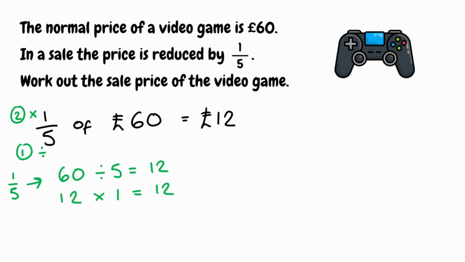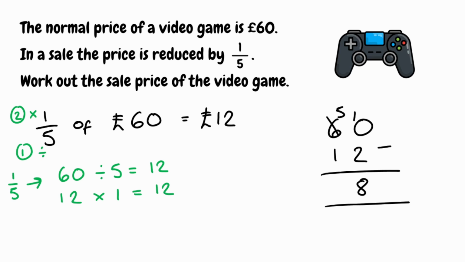So now we need to apply this back to the question. It says in the sale, the price was reduced by 1/5. So that means that the video game is going to be reduced by £12. Because it's being reduced, all we need to do is simply take it away from 60. If we do some column subtraction, we can see that we'd have 10 take away 2, which gives us 8, and then 5 take away 1, which gives us 4. So the sale price of the video game would simply be £48.